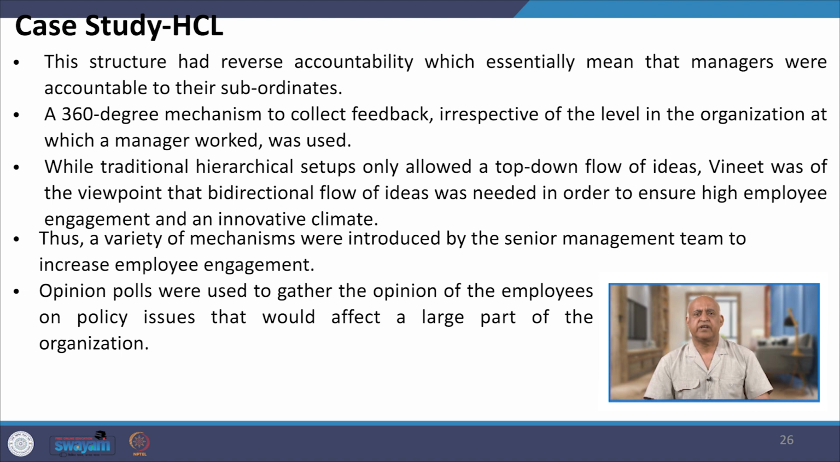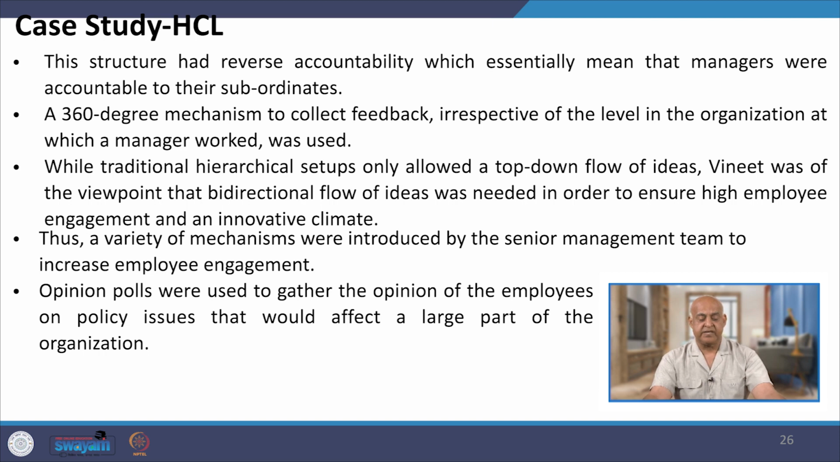A 360-degree mechanism to collect feedback, irrespective of the level in the organization at which a manager worked, was used. While traditional hierarchical setups only allowed a top-down flow of ideas, Vinith was of the viewpoint that a bidirectional flow of ideas was needed to ensure high employee engagement and an innovative climate. And thus, a variety of mechanisms were introduced by the senior management team to increase employee engagement.